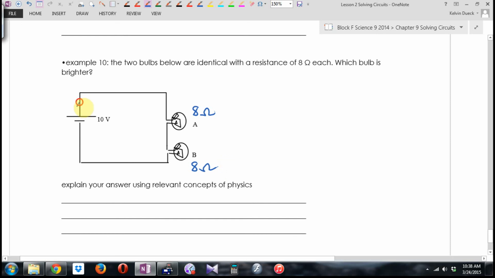Downhill is this way. This one is a bit advanced because we need to make some assumptions. And the assumption is this: each of these bulbs has the same current. How do I know each of these bulbs has the same current? Even if they weren't both 8 ohms, they'd still have the same current.